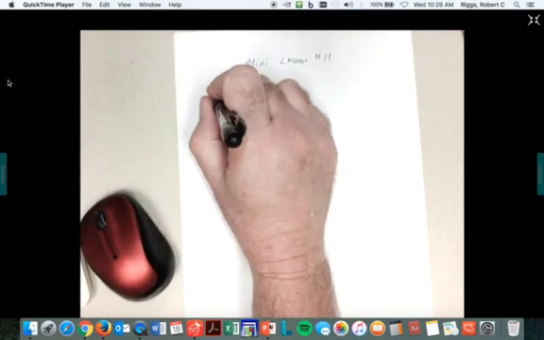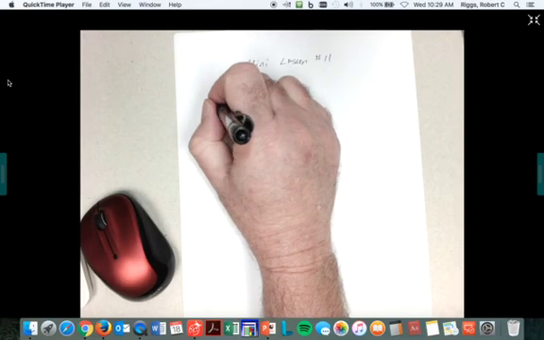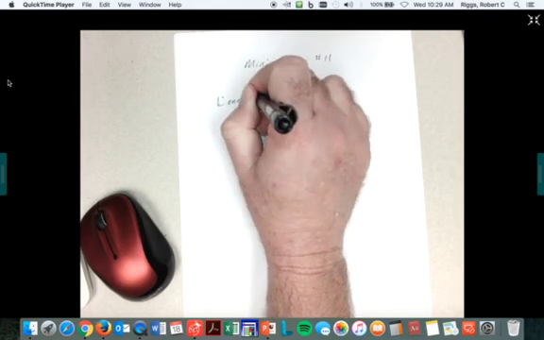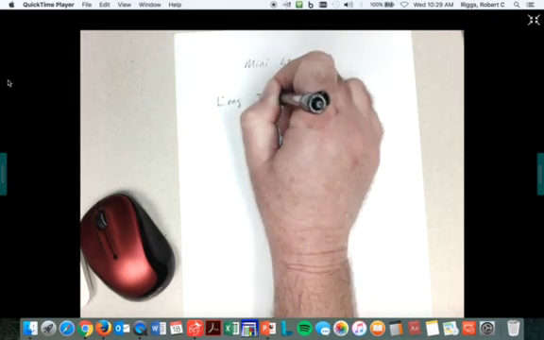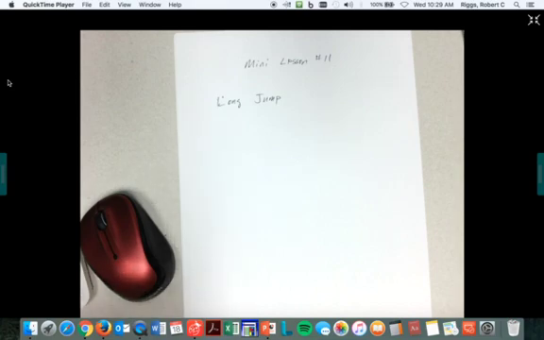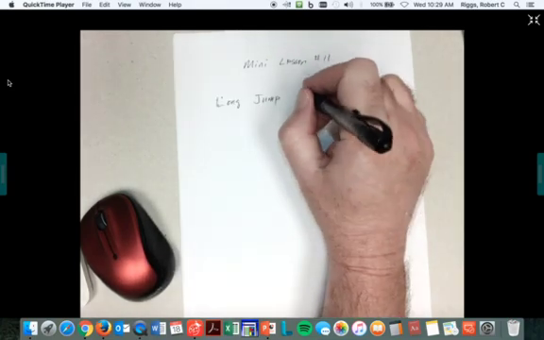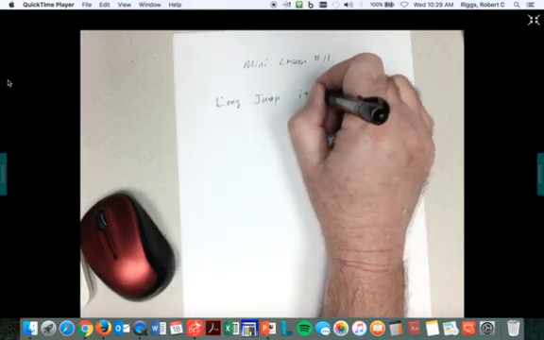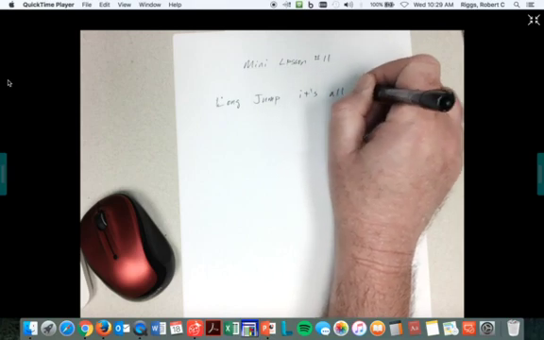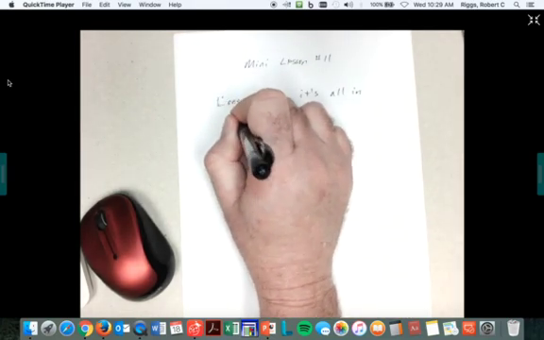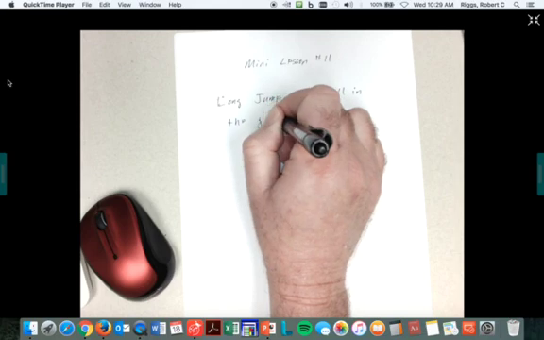Okay, we're here. What I thought I would do is let's talk about the long jump, and just to reiterate why in the long jump it's all in the gravity. It's all in the gravity.